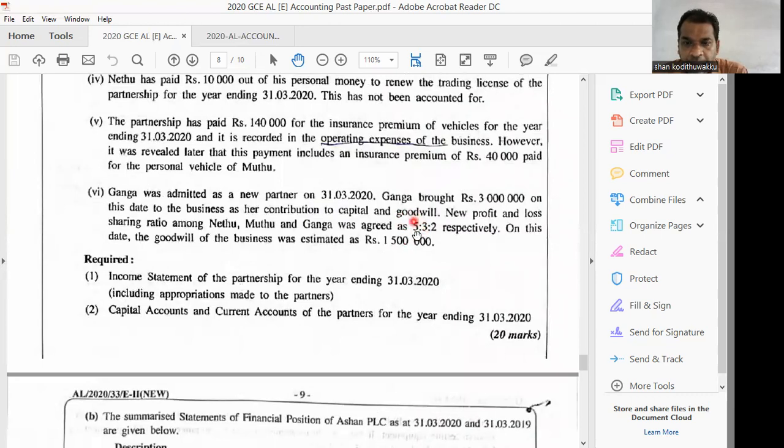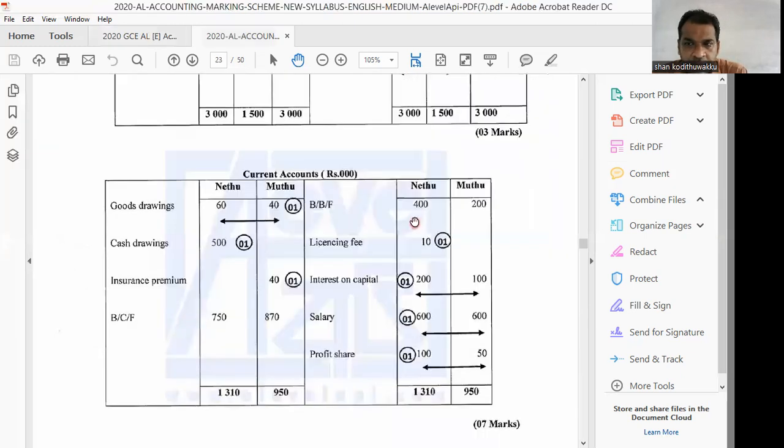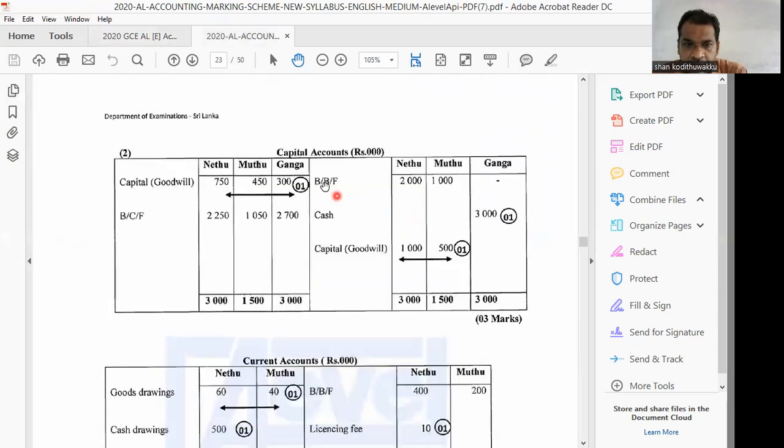You are given 5:3:2, total 10. Then you divide 1,500 by 10, it is 150, and multiply by 5, 750 goes to the first partner. Again, divide by 5 and multiply by 3, 450 goes to the second partner. 450 divided by 3 multiplied by 2, 300 goes to the third partner. That is according to their new profit sharing ratio. You can debit Netu 750, Mutu 450, 300 Ganga.